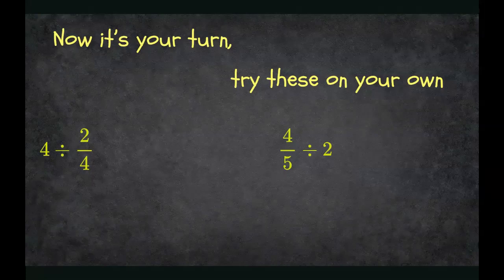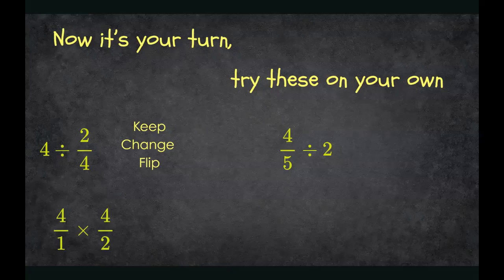All right, welcome back. You've unpaused, you've got your answers. Let's see how you did. 4 divided by 2/4. Just remember, we want to keep the 4 the same. We're going to change that symbol to multiplication, and we're going to flip around that second fraction and make it 4 halves.